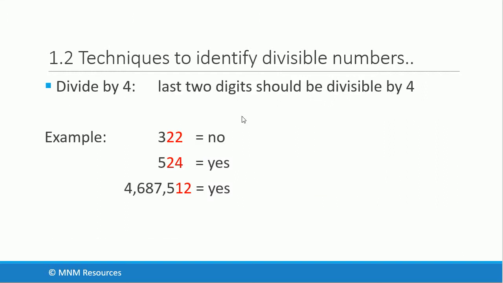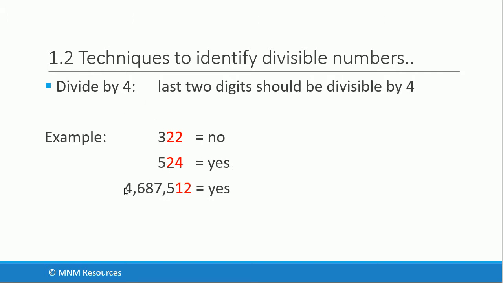A trick you can use to see if a larger number can be divided by 4 is to look at the last two digits as a whole number and see if you can divide the last two digits by 4. So if you look at the example here, 322, is 22 divisible by 4? No. So you know that 322 can't be divided by 4. Let's look at 524. The last two digits are 24. Is 24 divisible by 4? Yes, 24 divided by 4 is 6. So 524 is divisible by 4.